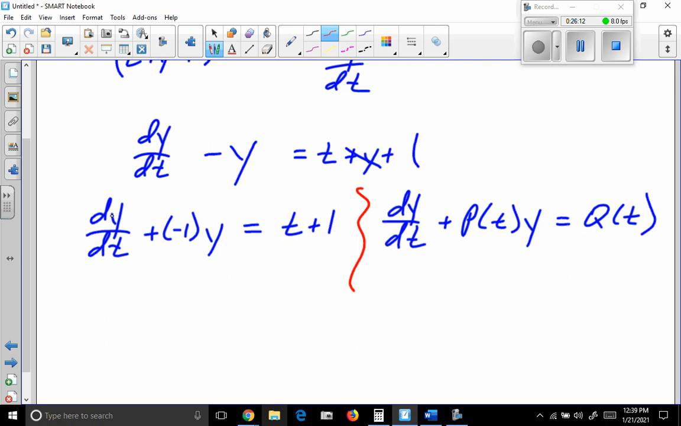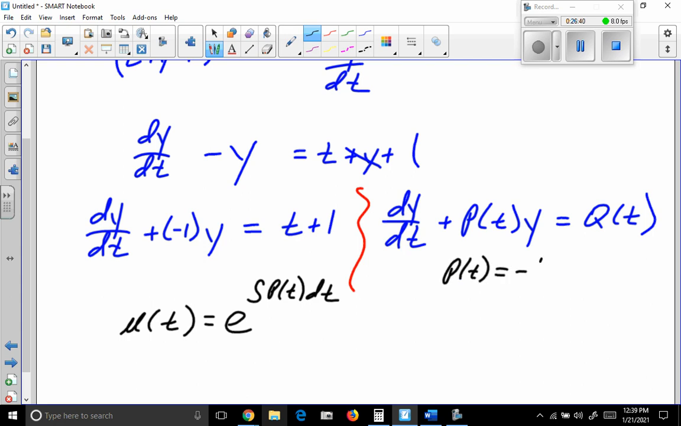We have our derivative plus y times some non-y coefficient, and on the other side we have non-y's. So we need our special integrating factor. So mu, this time our independent variable is t, so mu of t is e to the integral of p of t dt, keeping in mind that p of t is negative 1, q of t is t plus 1. P and q.